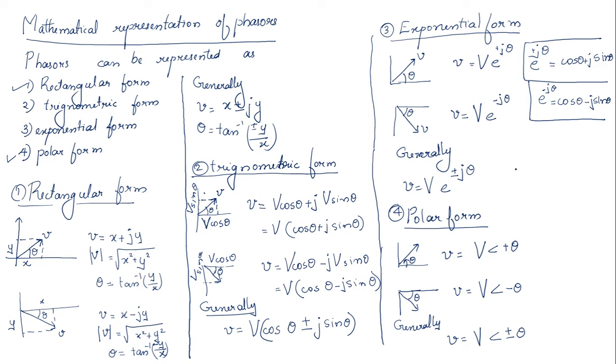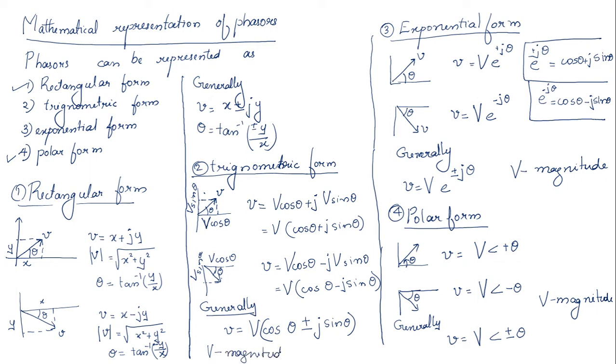One more thing, here capital letter V shows the magnitude of the phasor in both these cases. Okay, what is the magnitude in the case of rectangular form? Magnitude is equal to root of x square plus y square. In trigonometric form, the magnitude is capital letter V. In exponential and polar form also, the magnitude of the phasor is capital letter V.